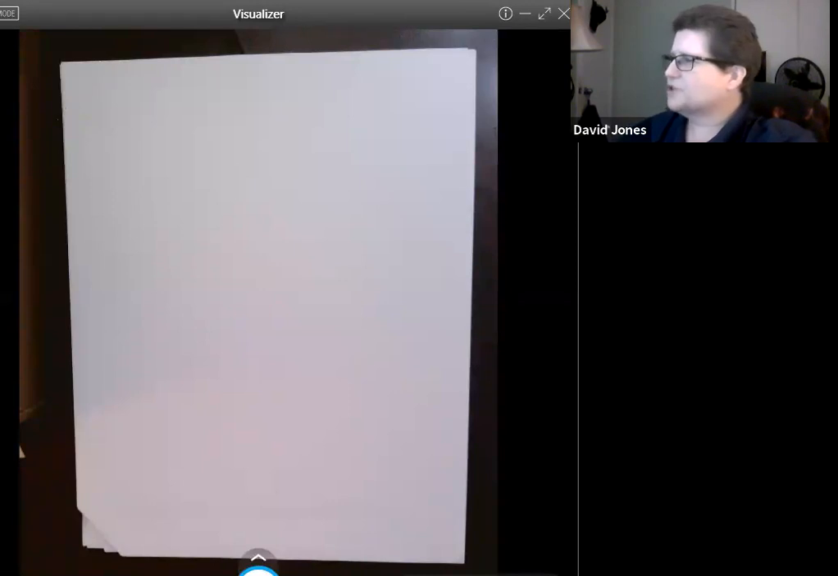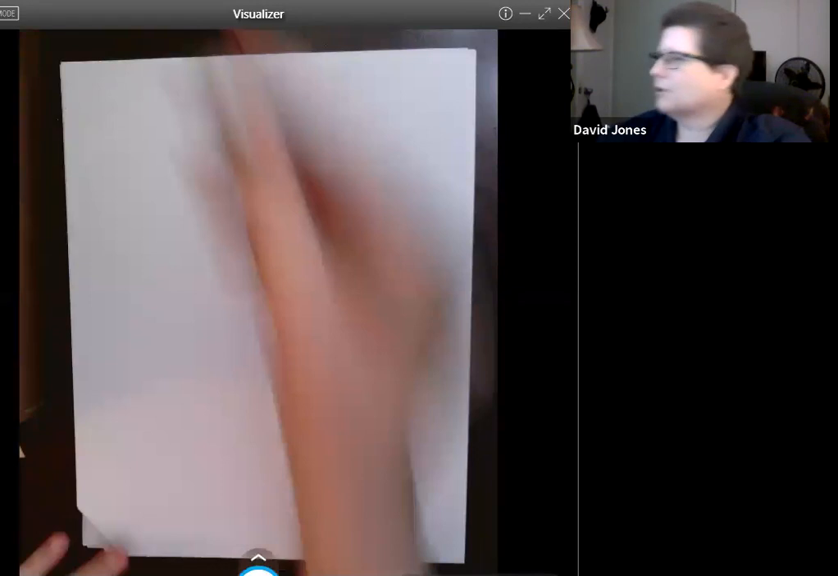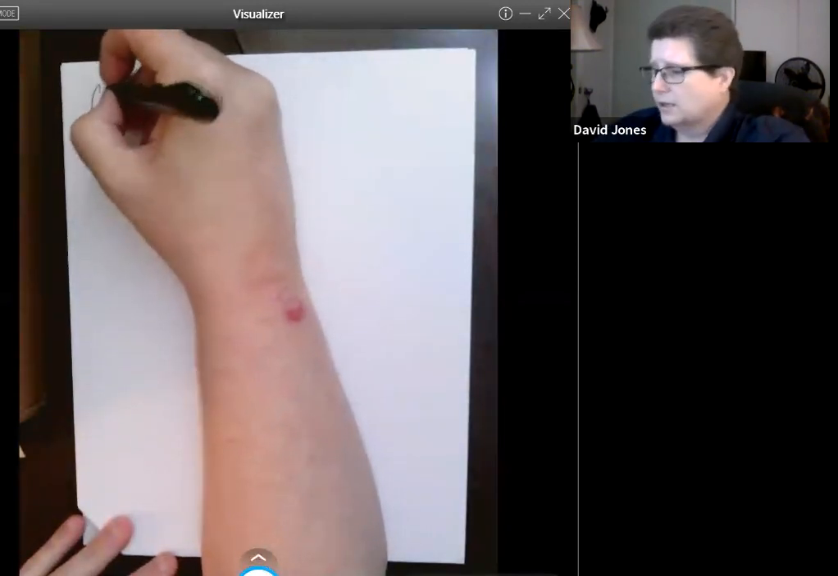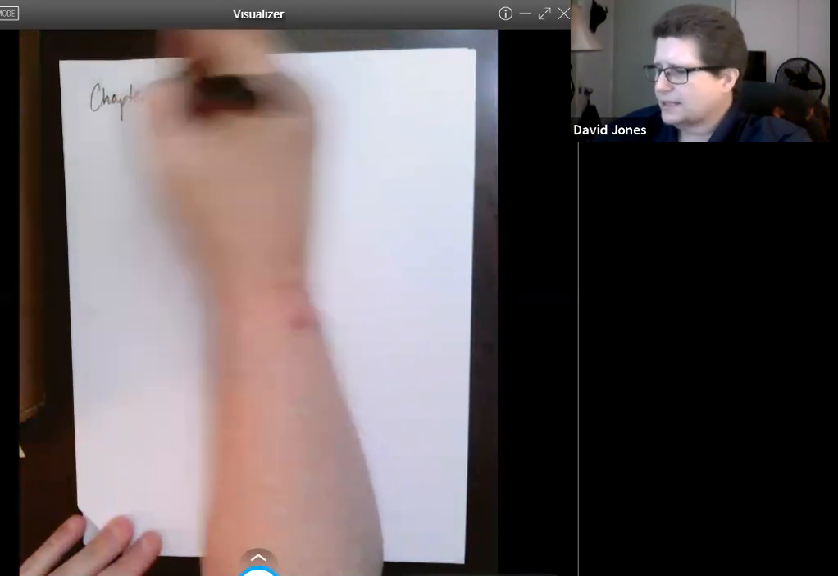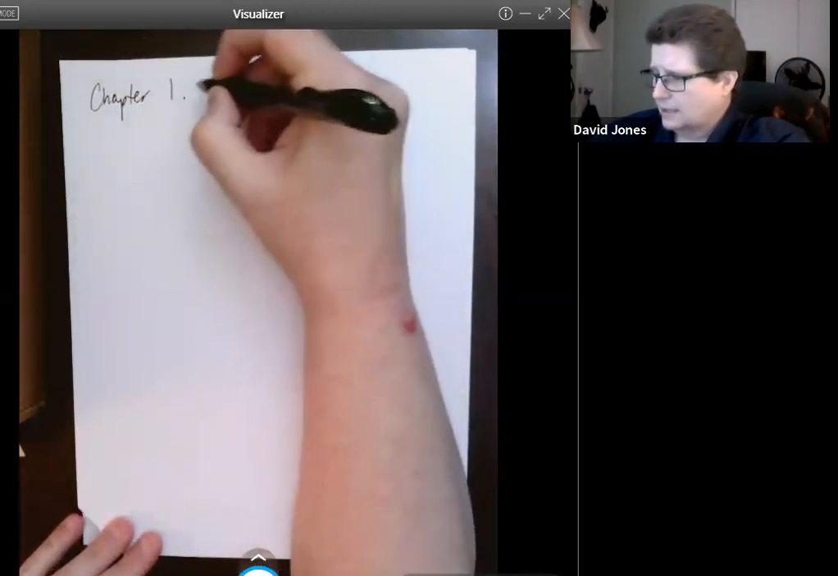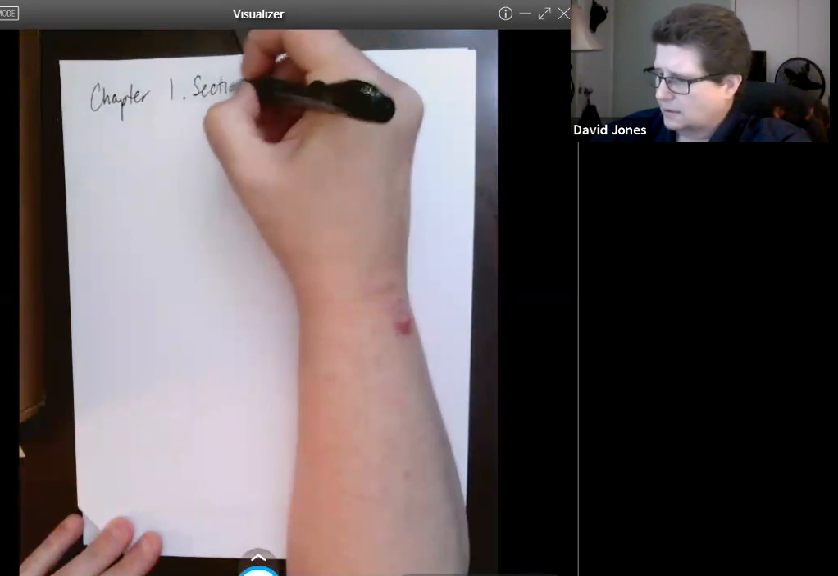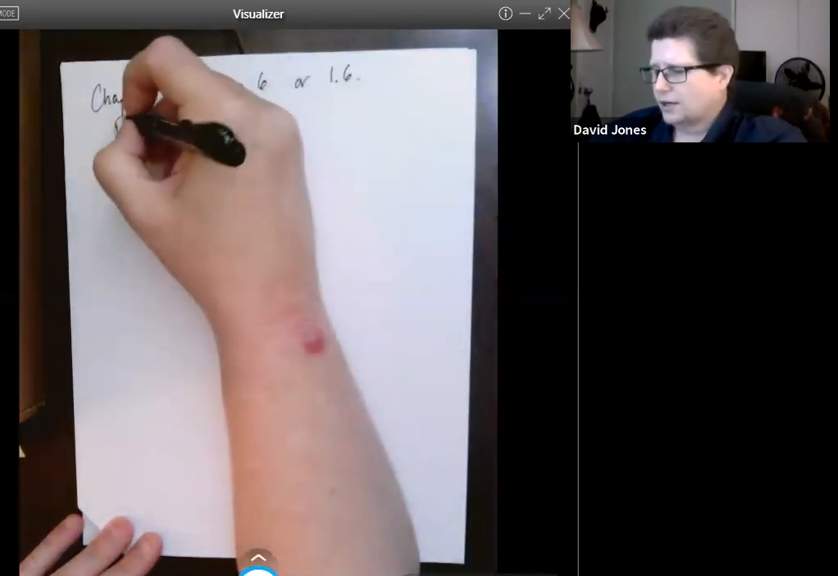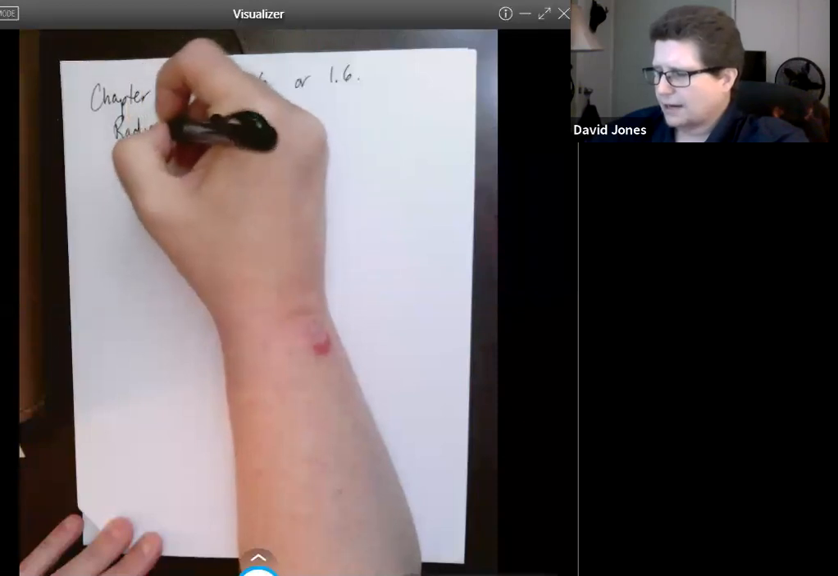Today, we're continuing Chapter 1. This is on solving rational equations and radical equations. This is 1.6, so Chapter 1, Section 6, which is on radical equations and rational equations.